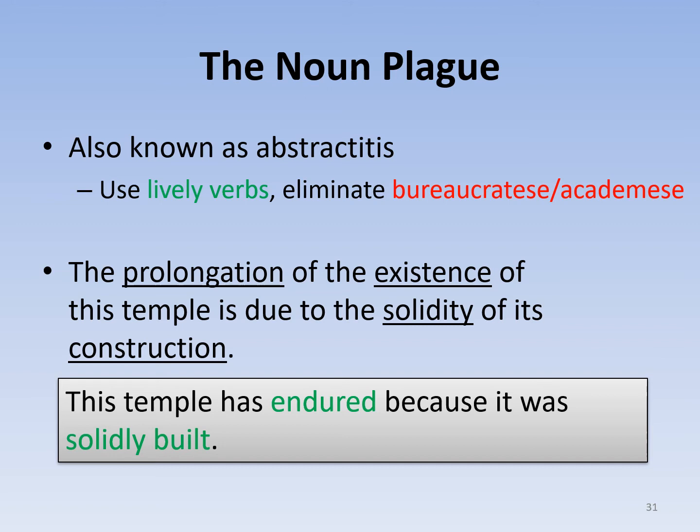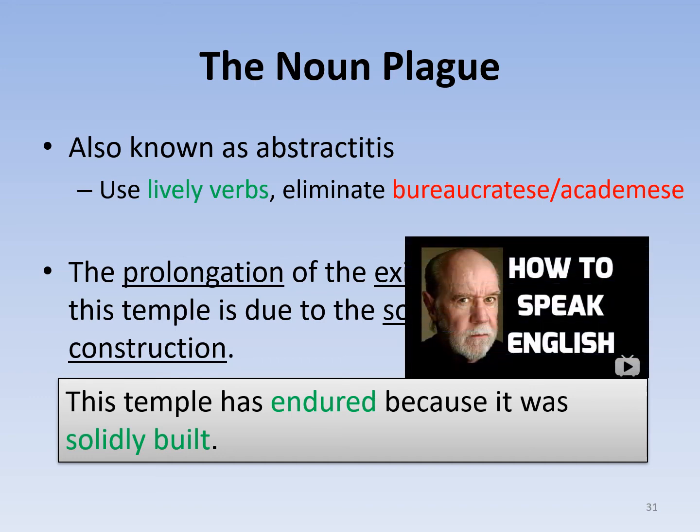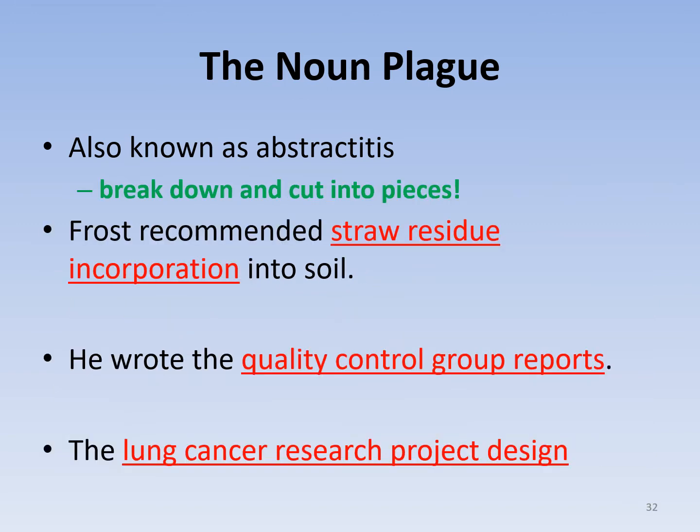So that's what we say. We really should eliminate all these bureaucracies and academies that have been made fun of by many really great writers. And actually, I encourage you to go to YouTube and search for George Carlin's talk, which is very fun to listen to. He talks about how to speak English, basically making fun of all these situations. And the nonce plague is also known as abstractitis, being hugely abstract.